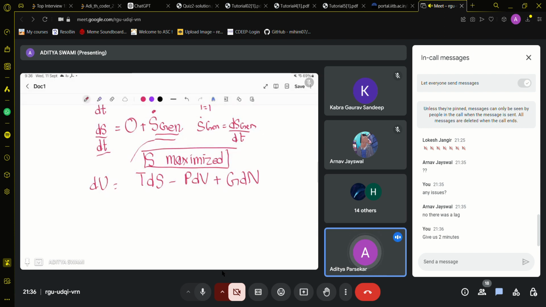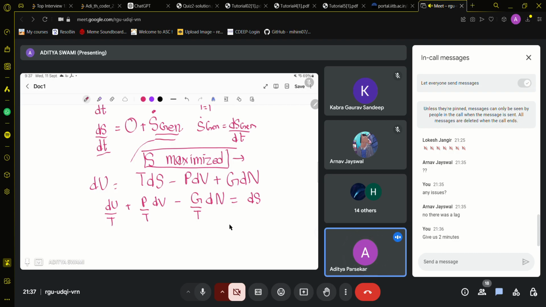So now we have dU is TdS minus PdV plus GdN. Now we need to try to keep this equation in terms of the entropy, because we know that the entropy is going to be maximized. So that means dS by dU is going to be 0, I'll get to that later. So let's take all the terms to one side except the entropy. When you do that, you end up with dU/T plus P/T dV minus G/T dN is going to be dS, right? I hope that's clear.